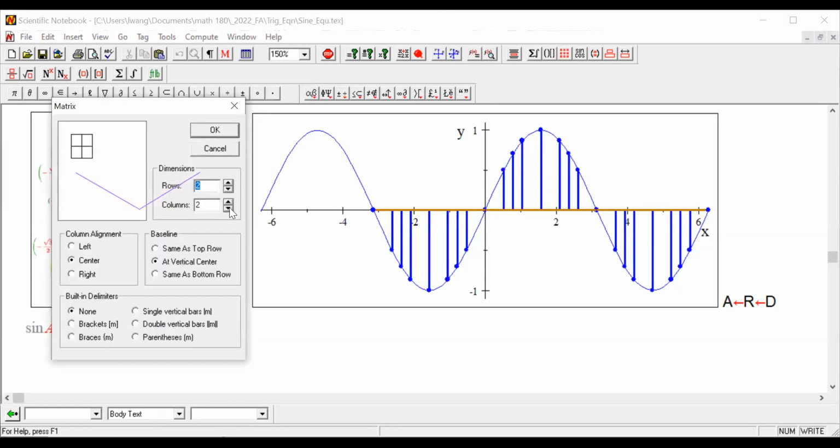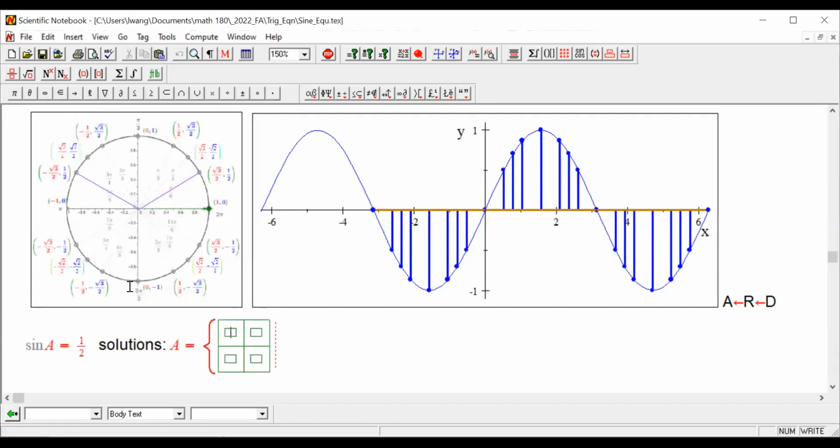Each terminal has a solution, because once you find the terminal, your angles can be measured any way you want from the standard position, right? So this is a solution. This is a solution. And this will be another solution, and this will be a solution, and you can just keep going.